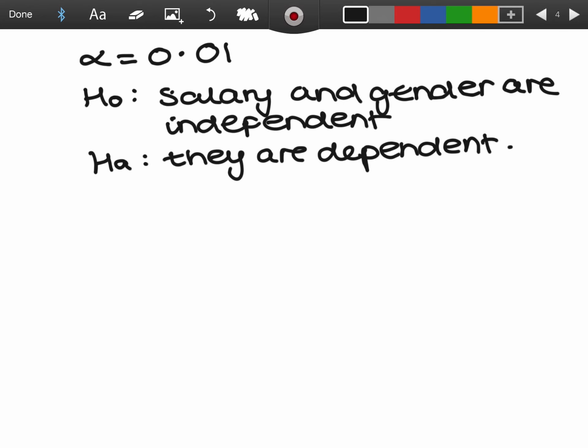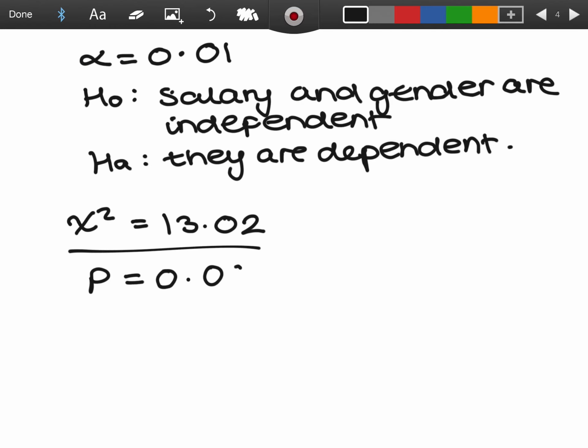Now, first things first, on the screen that comes up, it will give you chi-squared, which in this case I get 13.02. That is your test statistic. So if you wanted to compare your test statistic to your critical value, that is that value. And then I get P is 0.0045. And if you carry on, I actually get 0.00459. So I can compare my P value now to my alpha value.